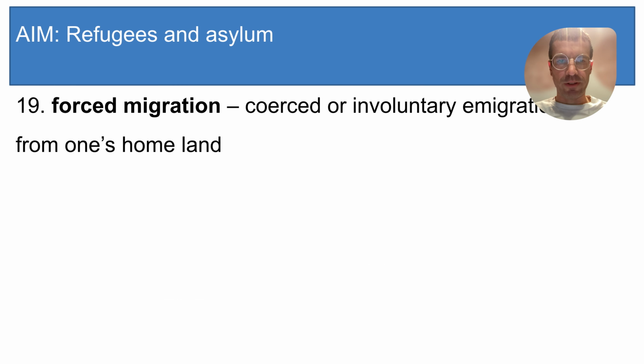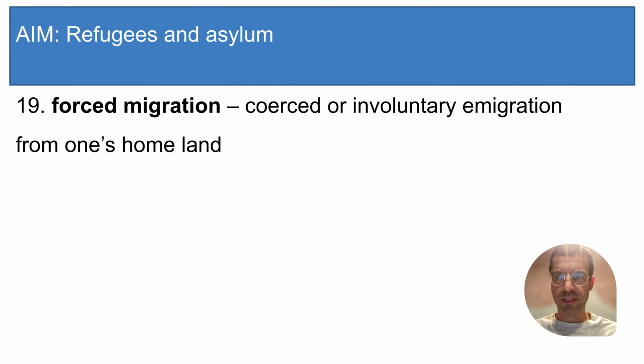Forced migration occurs when someone has no choice but to leave their home country. You've already learned about one example of forced migration in this class, and that was the forced migration of millions of people from West Africa to the Americas between 1500 and 1800, also known as the transatlantic slave trade.